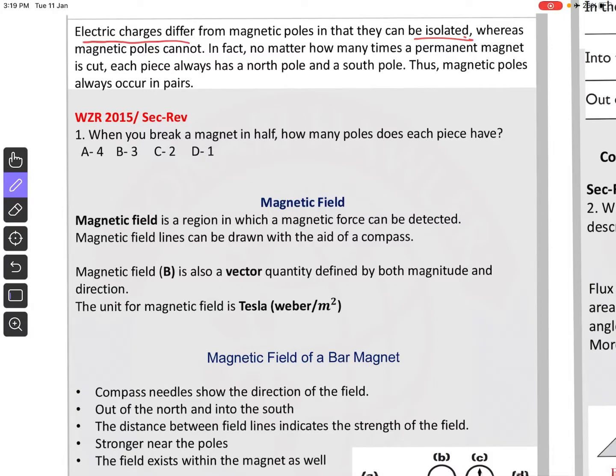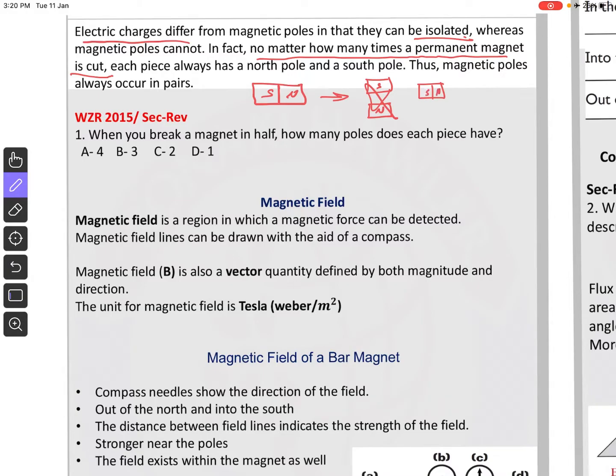Okay, they cannot be. No matter how many times a permanent magnet is cut, you cannot separate N and S. You can easily look at this example. If you have an N and S and you cut it into two parts, you cannot have N, S and N. No, never, you cannot have something like that. If you cut it again, you're going to have two pieces of magnet.